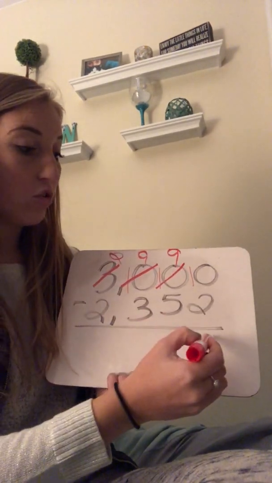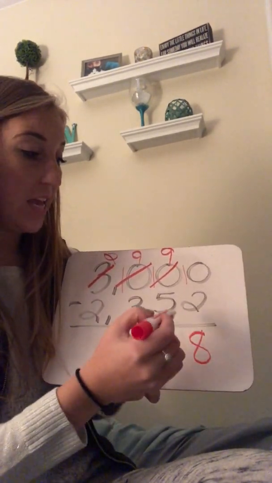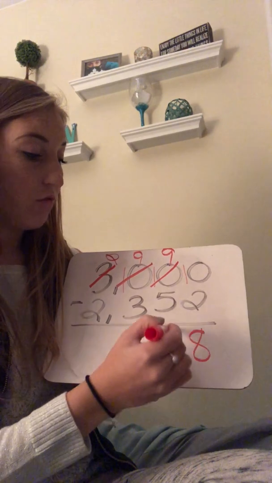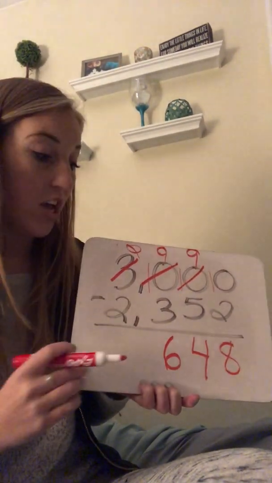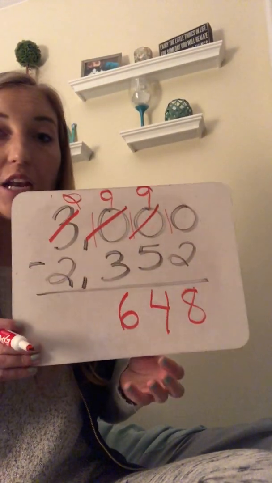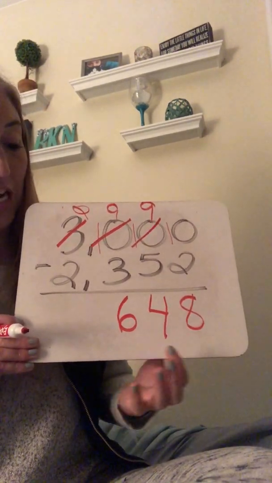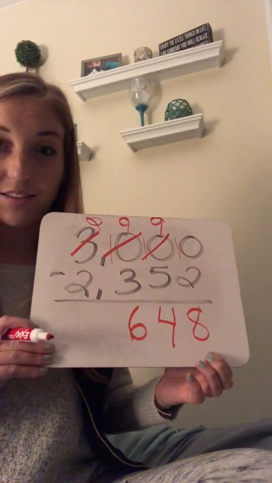When you subtract across, 10 minus 2 is 8. 9 minus 5 is 4. 9 minus 3 is 6. And 2 minus 2 is 0. So I actually don't even have to write that. Hopefully you were successful in getting your answer as 648.